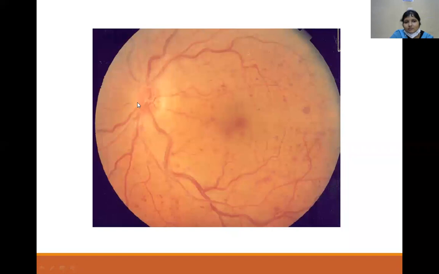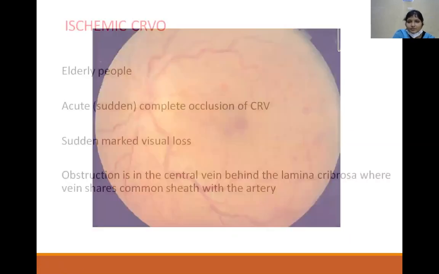Here you can see the margins of the disc both superiorly, nasally, and slight inferiorly. There is blurring of the disc margin. So this is called disc edema. In the late stages, we can see sheathing of the veins. In this picture, it is not seen. Sheathing of the veins is present, and collaterals are present, and hemorrhages, they get partially absorbed.